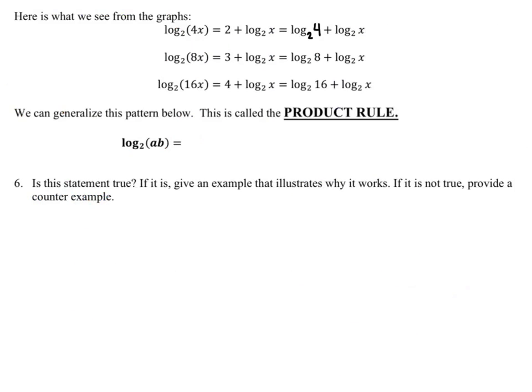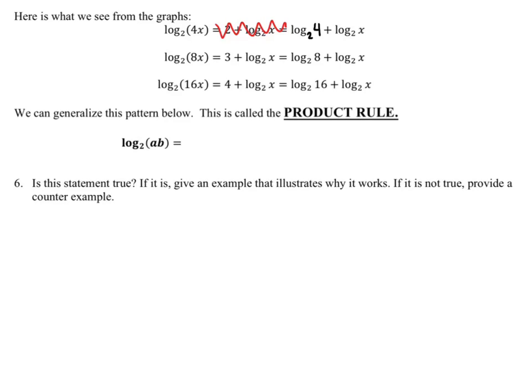To summarize this, I'm saying log base 2 of 4x is equal to 2 plus log base 2 of x. But 2 is equal to log base 2 of 4. So I really don't even need this middle section right there. I can just say log base 2 of 4x is equal to log base 2 of 4 plus log base 2 of x.